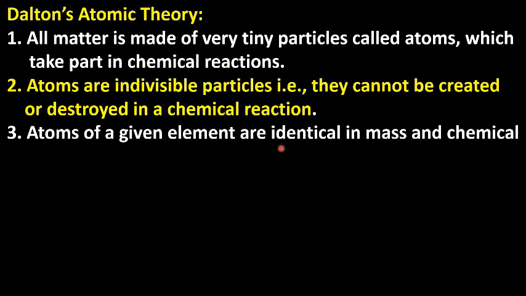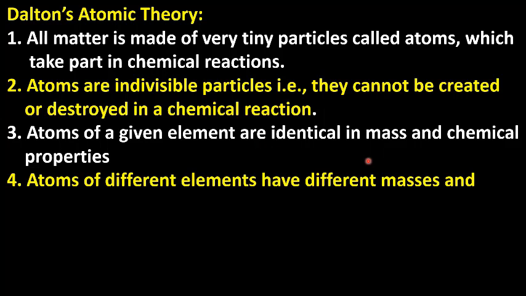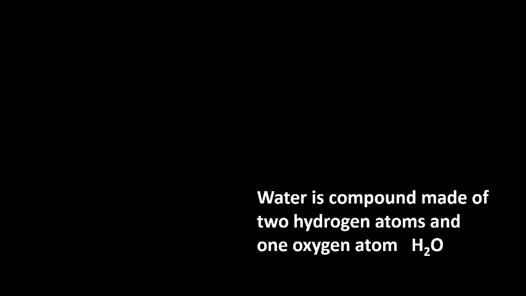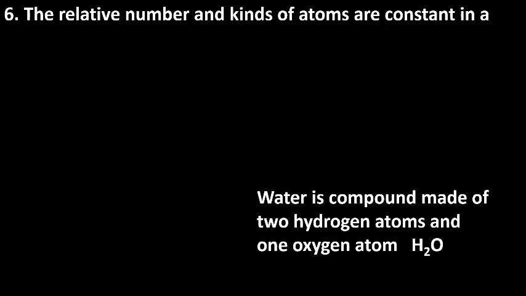Atoms of a given element are identical in mass and chemical properties. Atoms of different elements have different masses and different chemical properties. Atoms combine in the ratio of simple whole numbers to form compounds. So all these are the different important points in Dalton's atomic theory. The relative number and kinds of atoms are constant in a given compound. That is, this statement is taken from the law of definite proportions.